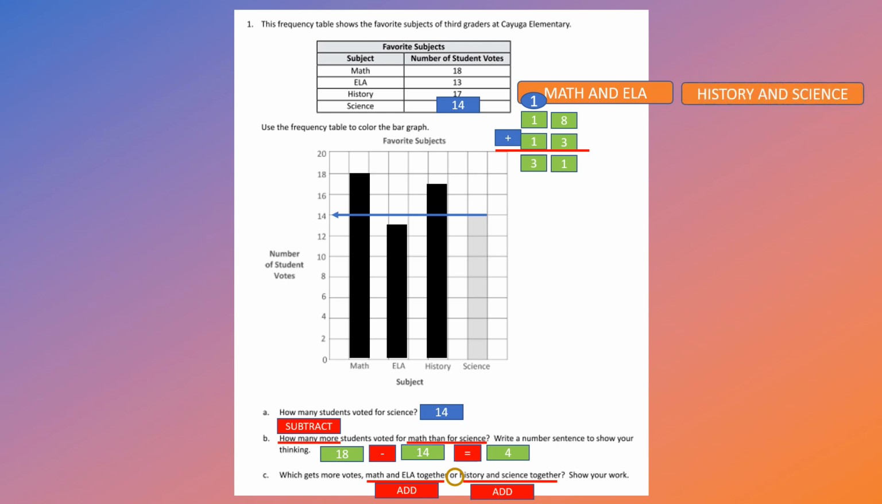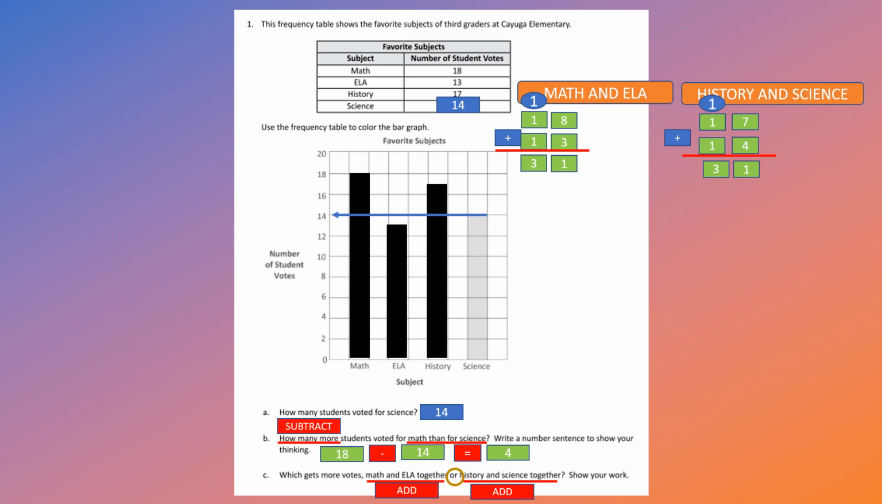Now, I have to add history and science together. So history is 17 and science plus 14. Now, what's 7 plus 4? That's right, it's 11. So I write my 1 in my ones place, and then I carry my other 1 over my tens place. What's 1 plus 1 plus 1? 3. That's right. So my answer there is 31.